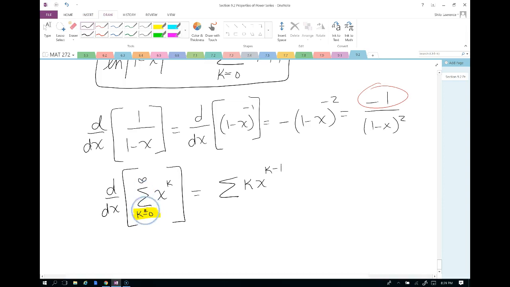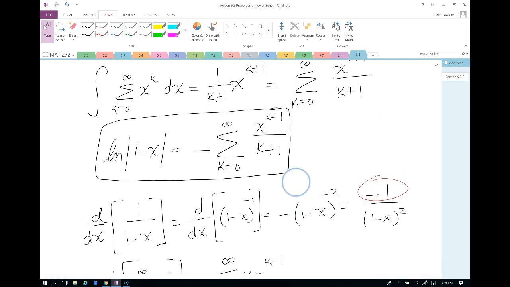So my index started at 0 for the original. If I use the same exact index and starting point, and I were to plug in k equals 0, the first term would be 0 times x to the negative 1. And we don't want that. We don't want x to any negative powers. We are going to start this polynomial off with a constant always. So very often with derivatives, we have to adjust the index up 1 to account for the fact that the power just went down 1.